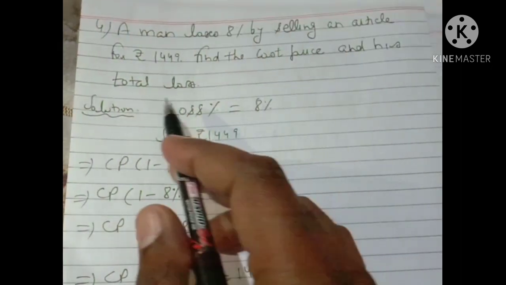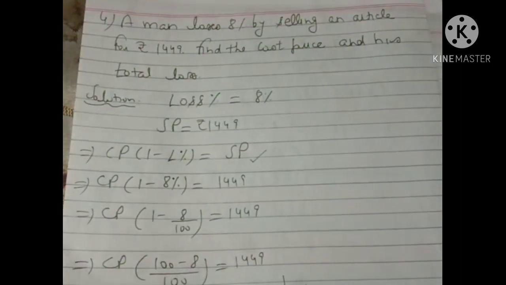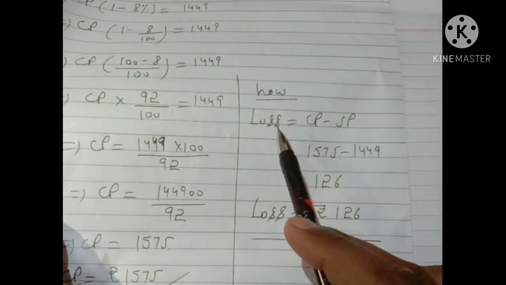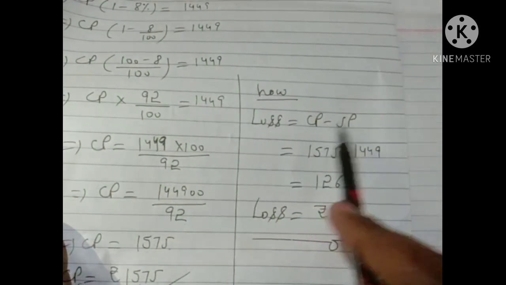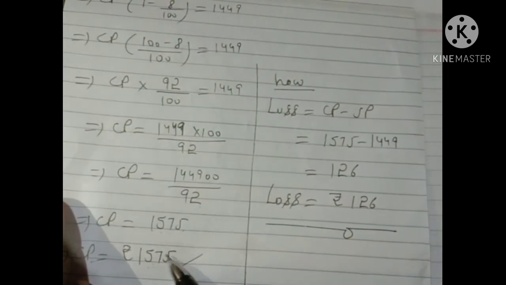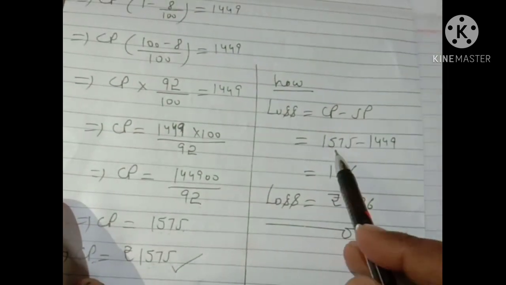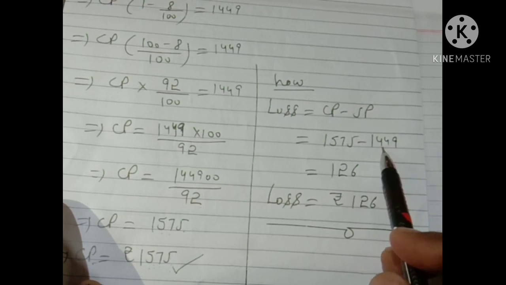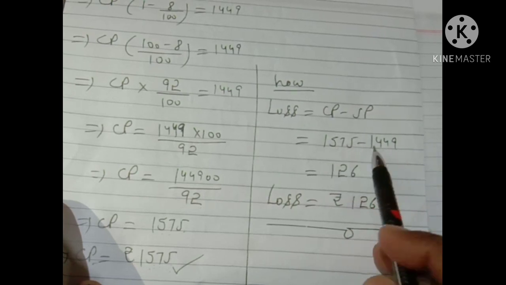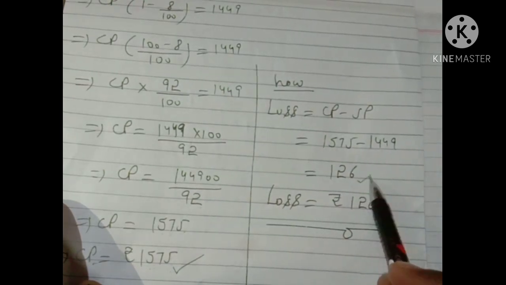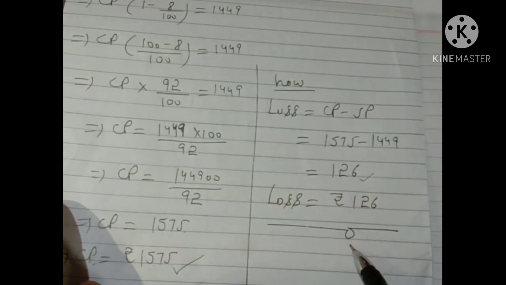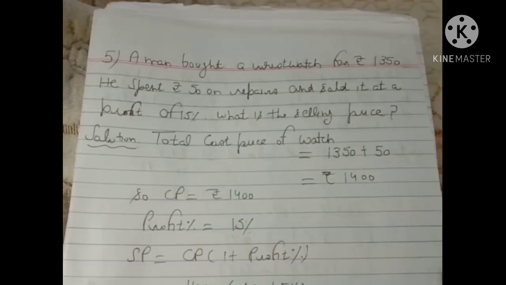And in this case we have to find out his loss also. It is also very simple how we can find this. The loss is equal to CP minus SP. CP is 1575 and the SP is already given in the sum. This is 1449, and after subtraction it becomes 126. So loss is equal to rupees 126. So this is the solution. Okay, now see the fifth sum.